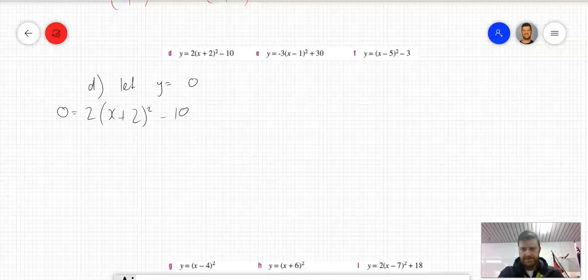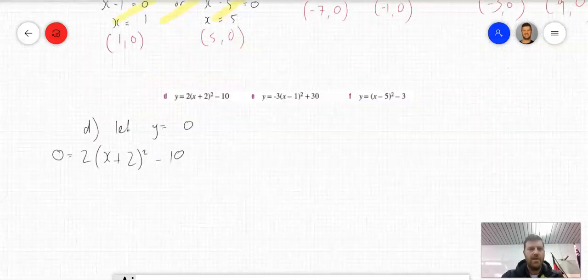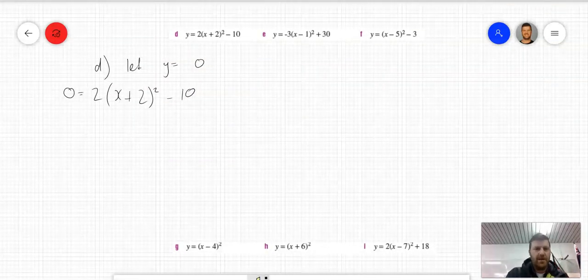Now you can actually see the value for a in those first three questions was equal to 1. I'm talking about the value here, or the coefficient of the bracket. So a in this case is 2, so it's not 1. Now what I need to do is get rid of that value of a, I need to get rid of the 2. So I'm going to divide this side of the equation by 2. If I do that, I also need to divide this side of the equation by 2. Now 0 divided by 2 is just 0.